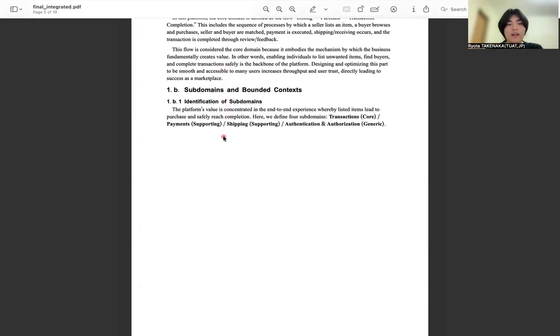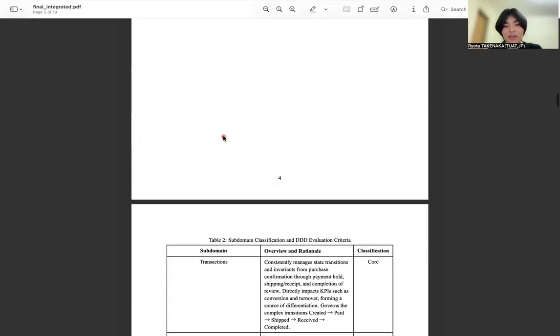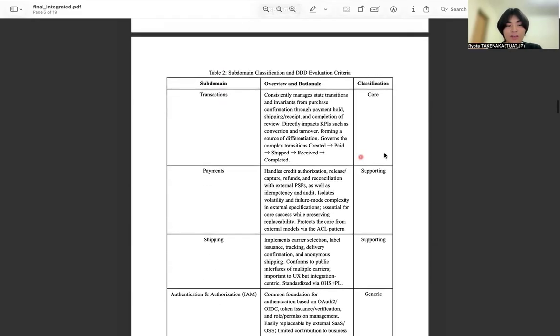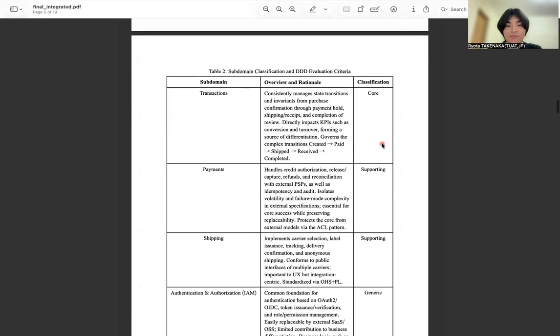Next, we break this system down into subdomains and bounded contexts. This table shows the subdomains I defined in this section, and I've clarified four. First is transactions. This is the core domain we just discussed. It manages the complex set of transactions from paid to shipped to completed. This is where Mercari creates its unique value.